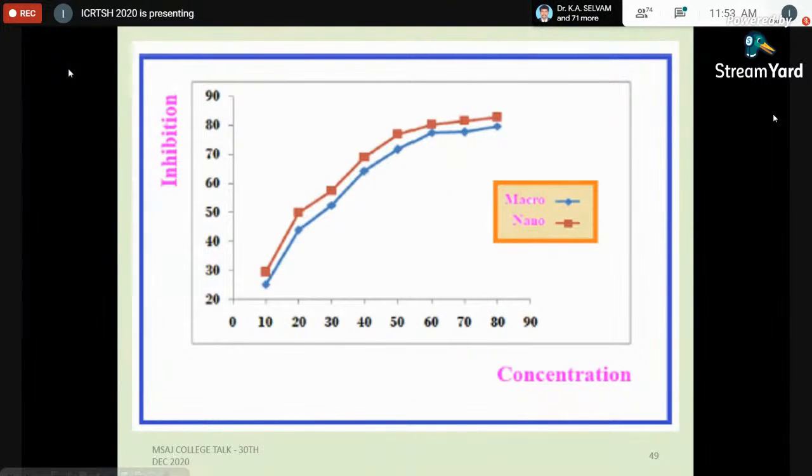The same graph for the concentration versus inhibition for macro and nanoscale. Nanoscale is preferred because the concentration is more, but the IC50 values are less. Next slide, please.